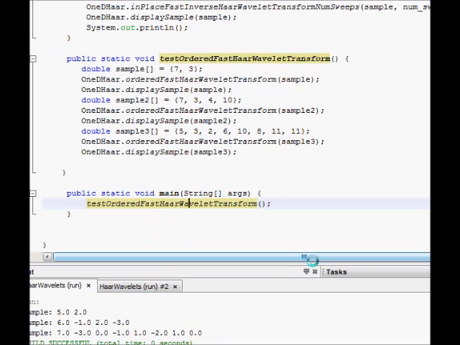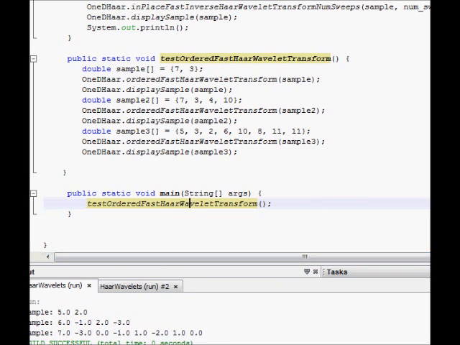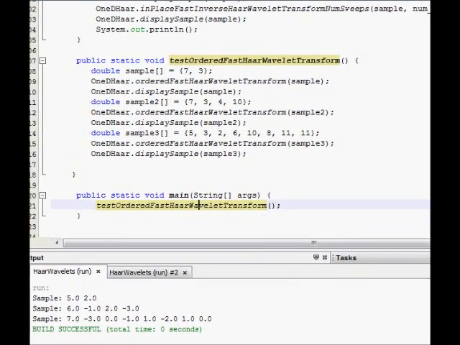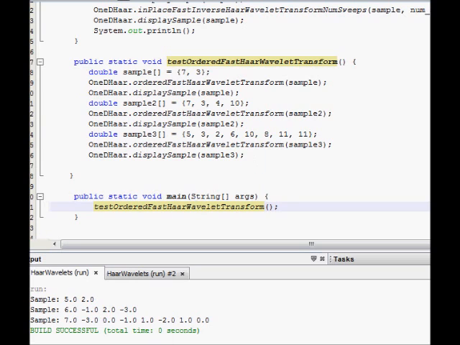So let me run this, and you can see. The first sample, when we apply the ordered fast Haar wavelet transform, we get 5.2. The second sample, the result of applying the ordered fast Haar wavelet transform gives us 6, minus 1, 2, minus 3, and then the fourth is the result of applying the ordered fast Haar wavelet transform to the third sample. Okay, well, this is to be continued. Thank you.